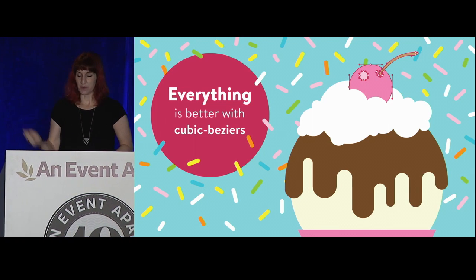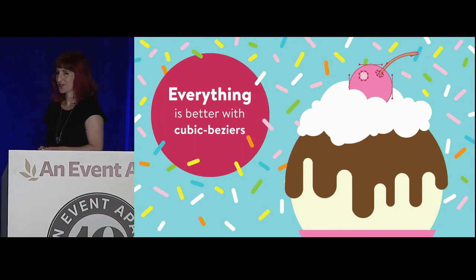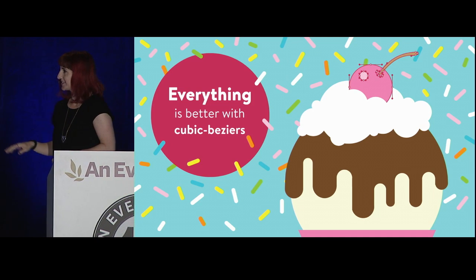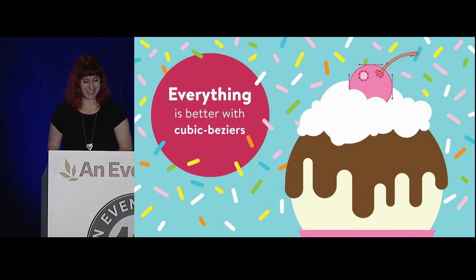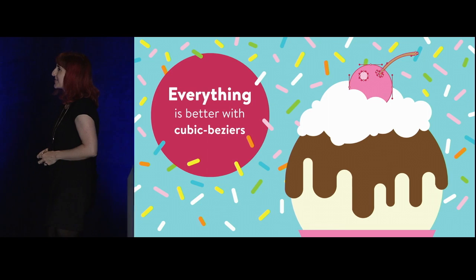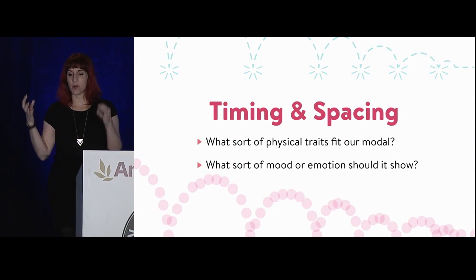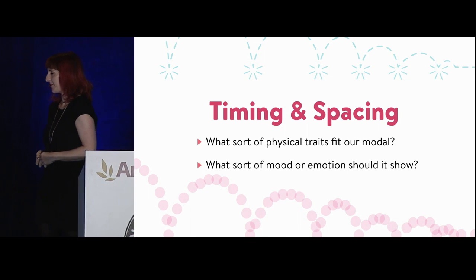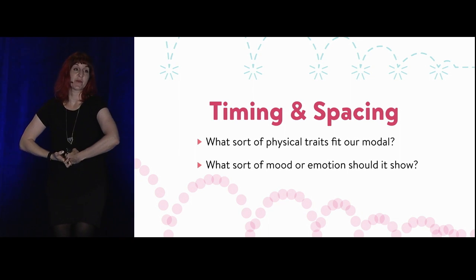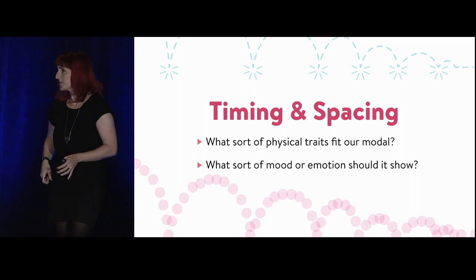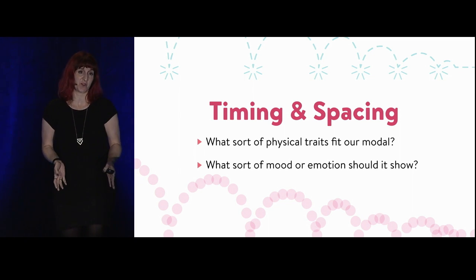So, to apply timing and spacing to our example, which hopefully you haven't forgotten about after that little rant about cubic Beziers, we want to think of 2 things. We want to think of, okay, what kind of physical traits do we want our modal to have? And what sort of mood or emotion should it show? So the first one's pretty easy. I think it should feel pretty light and smooth.